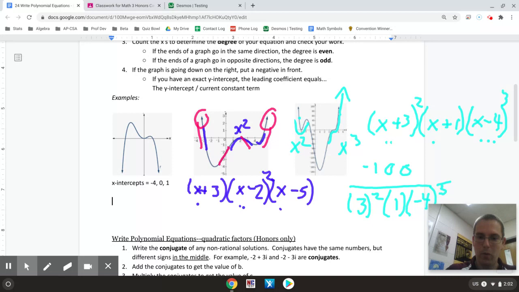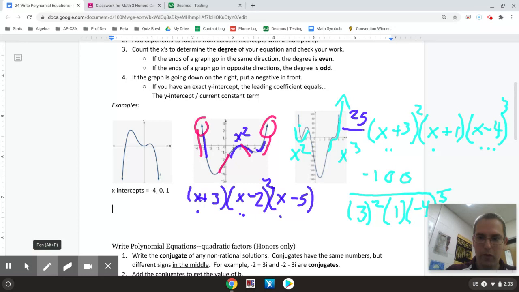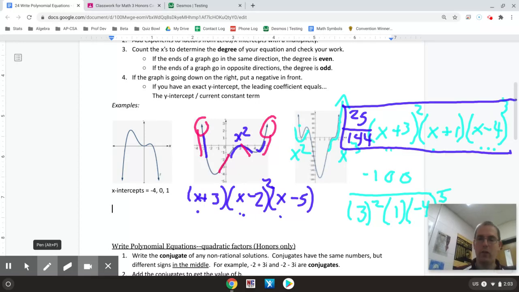So technically, we could put a 25 over 144 in front of this equation to be my y-intercept. So 25 over 144 would be the leading coefficient, and then this whole thing there would be my full answer, considering the y-intercept. We'll try this last one if we have time. The y-intercept here is -2, and then I'm going to compare -2 to 3, and then -2 squared, and also -5.